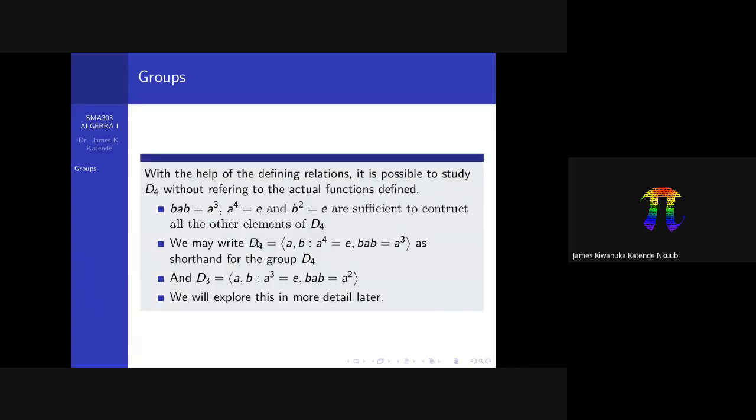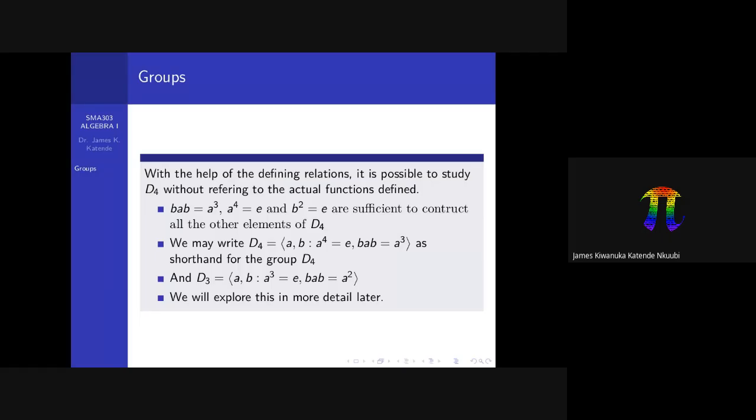So eventually the only things you need to construct D4 are these two elements: the 90-degree rotation, then one of the reflections. And you notice that the rotation raised to 4 gives the identity, and this property that AB is equal to A cubed. Now all this will enable you to construct all the other elements in D4 without having to bother with the diagrams or the functions.